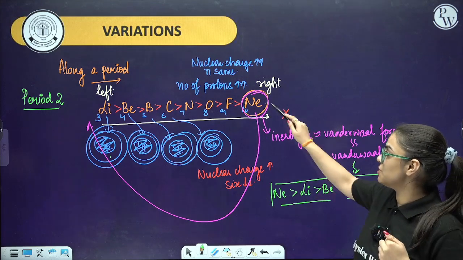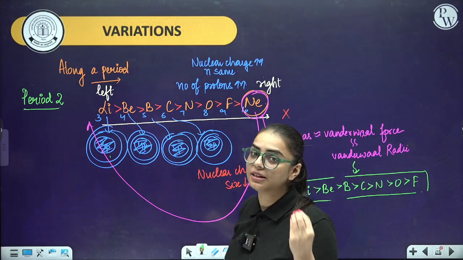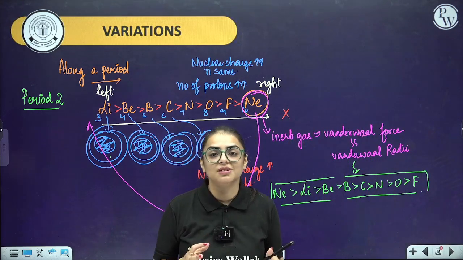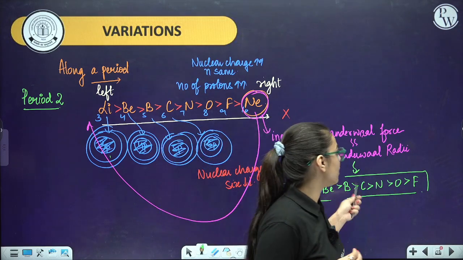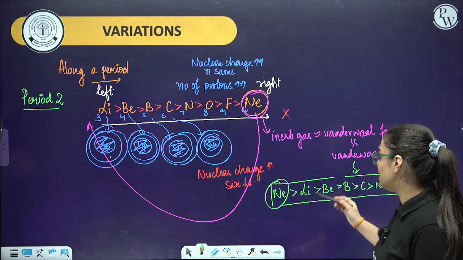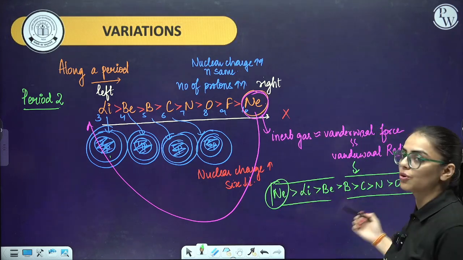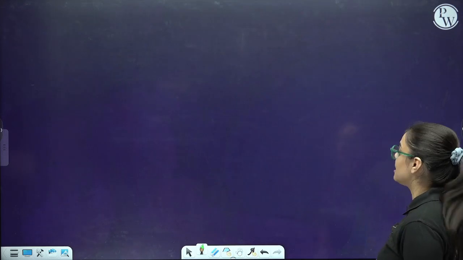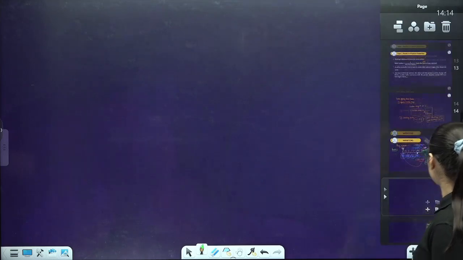But there is an exception: neon basically is an inert gas and it exhibits which kind of radius? Neon will exhibit the van der Waals radii, and so it will have the highest value. So first it will be neon, then lithium, then beryllium, boron, carbon, nitrogen, oxygen, fluorine. Coming to the next part, this was variation along a period.